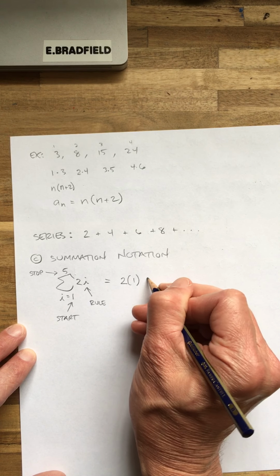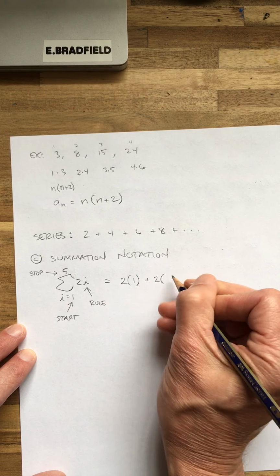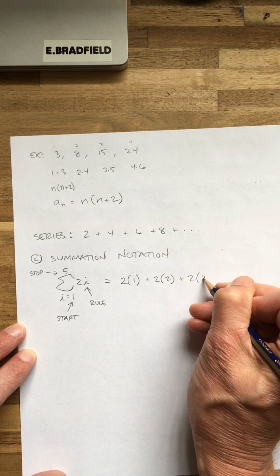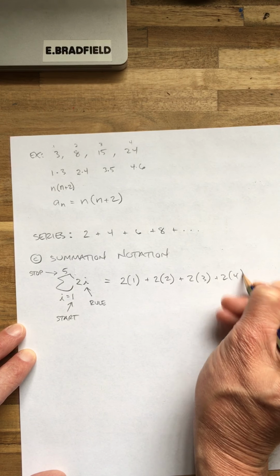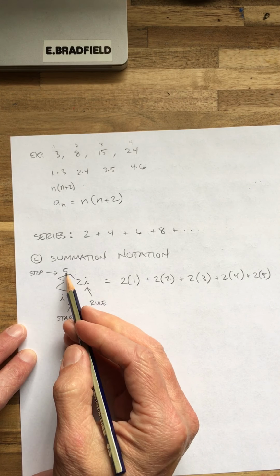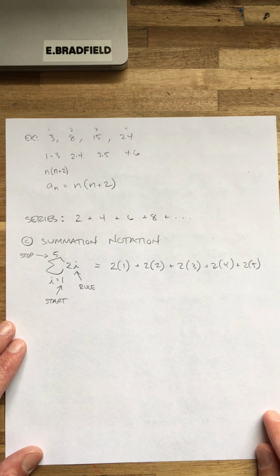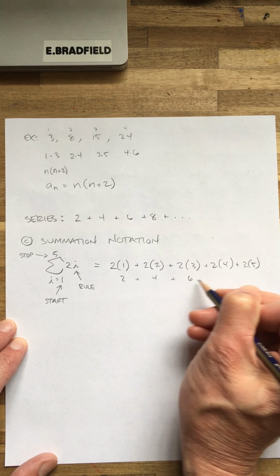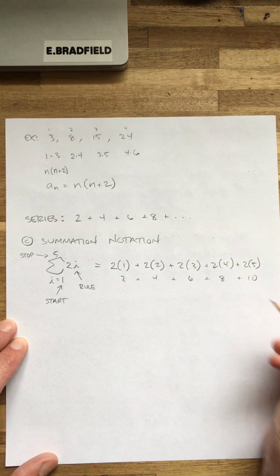So the next one, watch, we're going to add 2 times 1, plus, follow the rule, 2 times 2, plus 2 times 3, plus 2 times 4, plus 2 times 5, okay? And we stop at 5 because it tells us to stop at 5, okay? And now we just have 2 plus 4 plus 6 plus 8 plus 10.